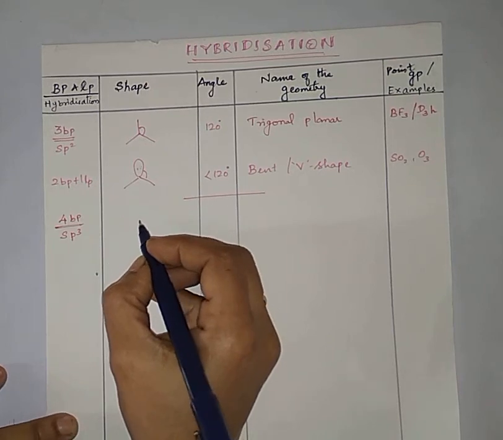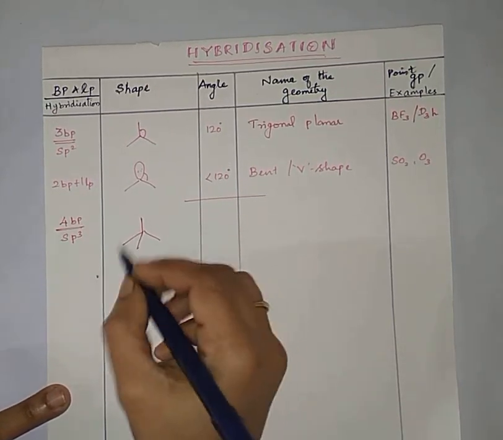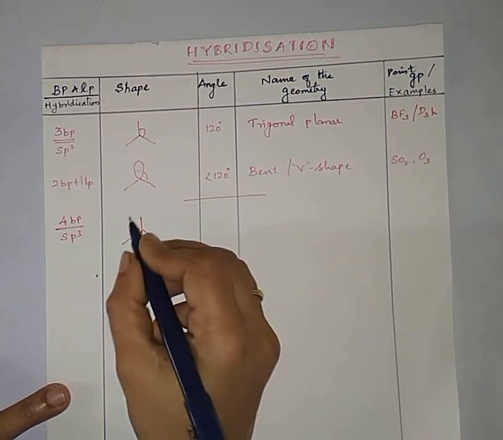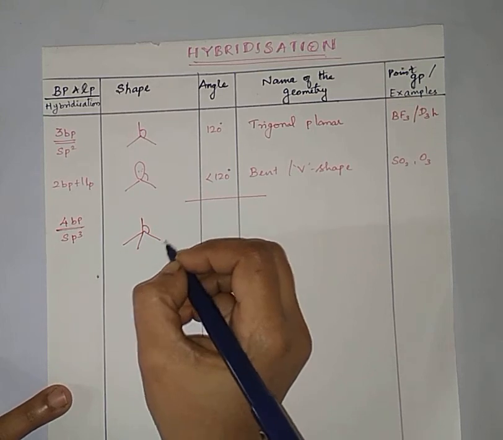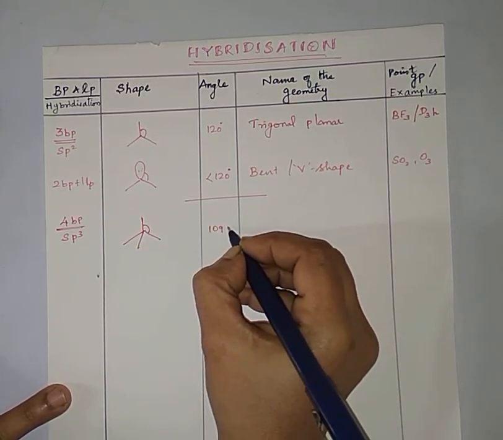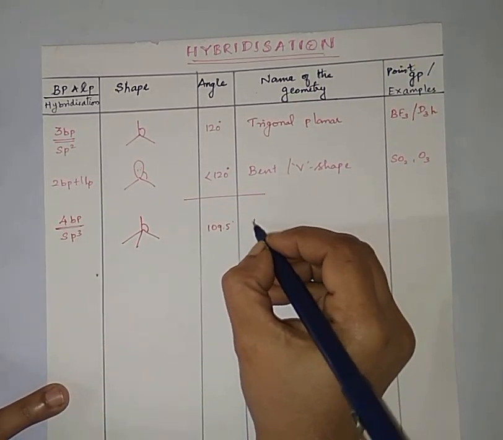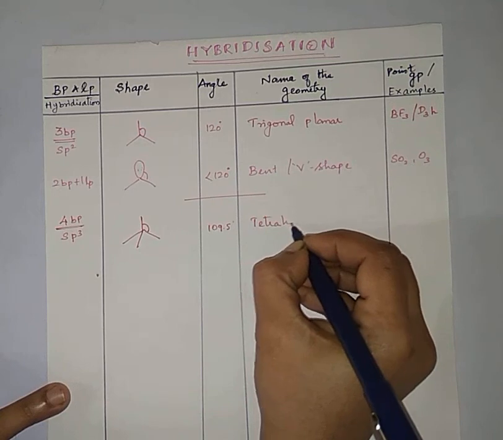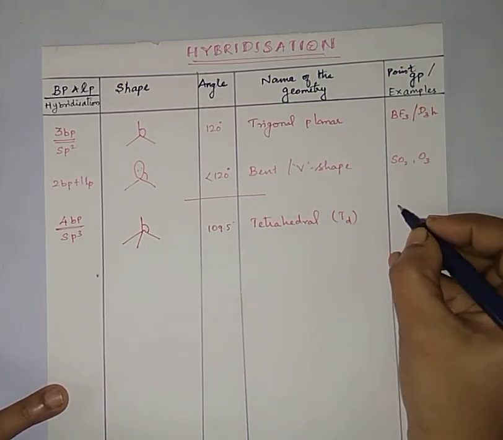So what will be the shape of this? 4 means it should be like this, equally. This is tetrahedral shape. What is the angle of all the sides? 109.5 degrees. Okay, 109.5. This is tetrahedral. We can write it like this, tetrahedral.